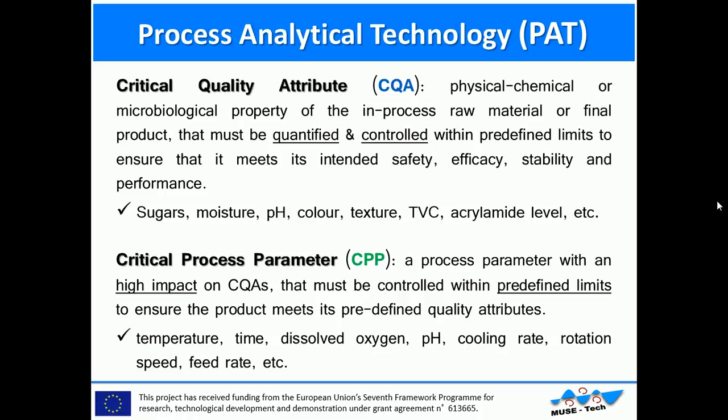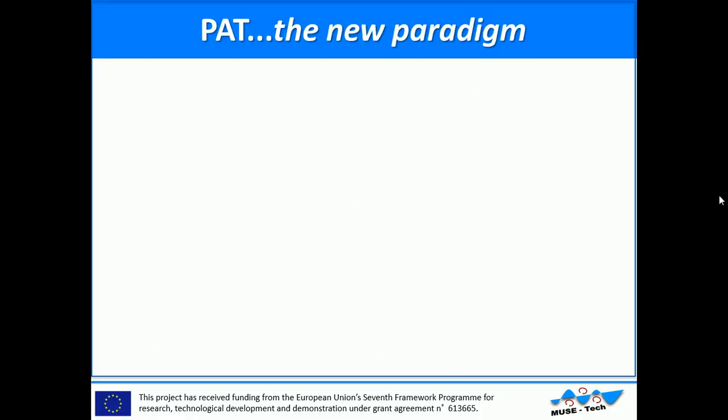A critical process parameter is a process parameter with a high impact on CQAs that must be controlled within predefined limits to ensure that the product meets its predefined attributes. For example, temperature-time combination, pH, cooling rate, rotation speed, dissolved oxygen, and so on.